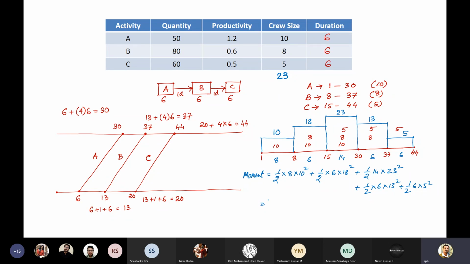I think in the next cases I will do it. This is the last one I'll teach you. I must do that also. But now I've already written, so let us forget about that. 1 into 23 into 23 into 14 plus 13 into 13 into 6 plus 25 into 6.